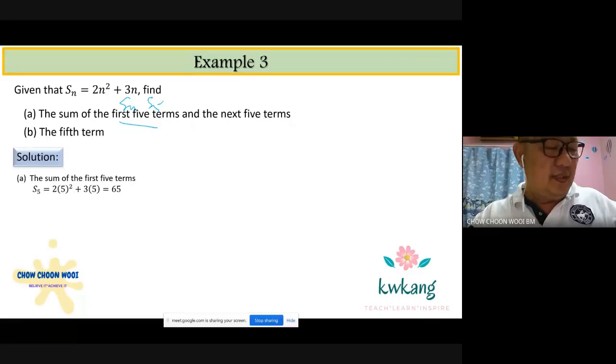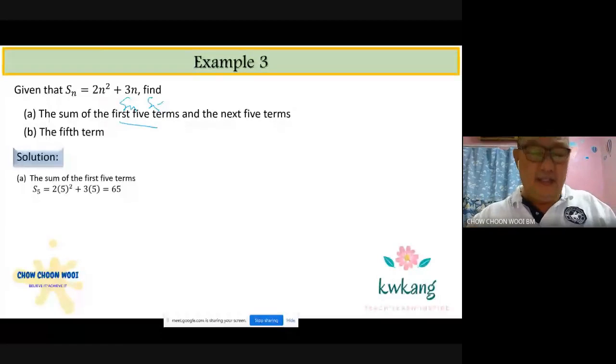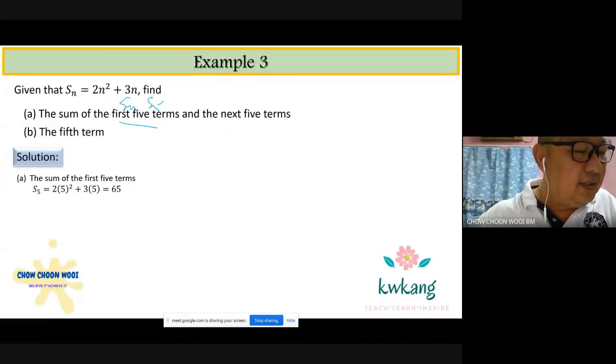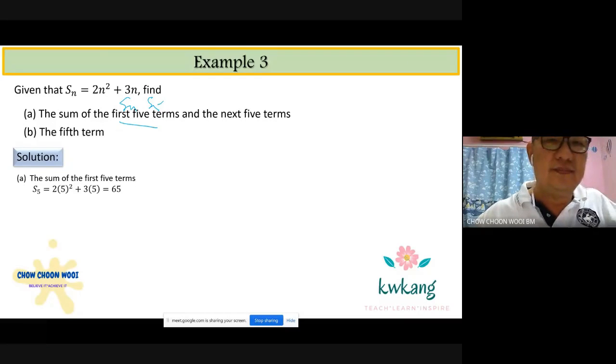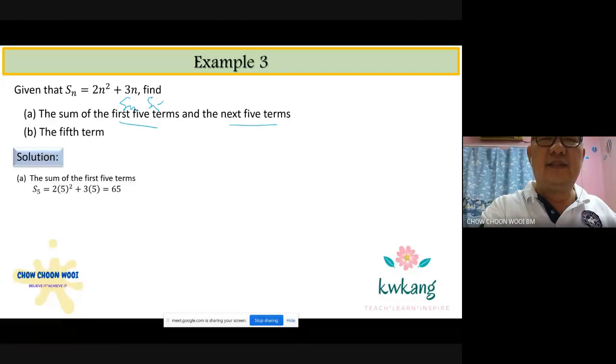Okay, next 5 terms. Apa jawapan? Okay, kita tengok lah. Do you have any idea to solve it? Yeah, S10 minus S5. Very good. Okay. So next 5 terms maksudnya dia jumlah 10 sebutan kan. So must be S10 minus S5.